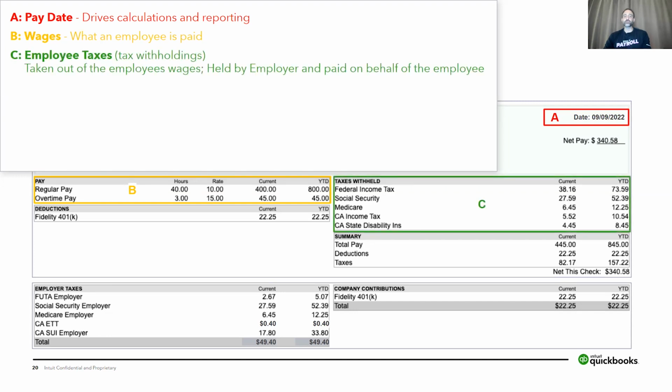Next, we have employee taxes or tax withholdings. These are taxes that are taken out of the employee's wages and are held by the employer to be paid at a later date.